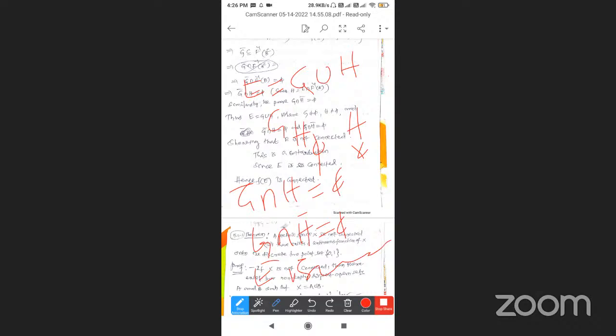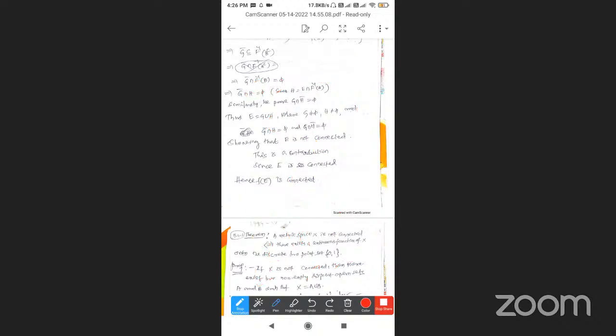And E is a connected set, as I took. So since E is connected, therefore F of E is a connected set. F of E is not connected is wrong. Hence F is connected. So this is clear.